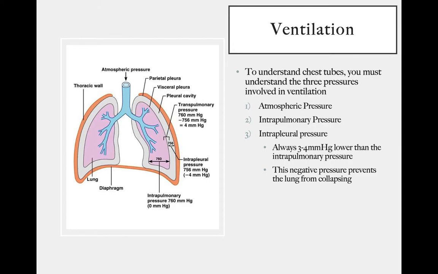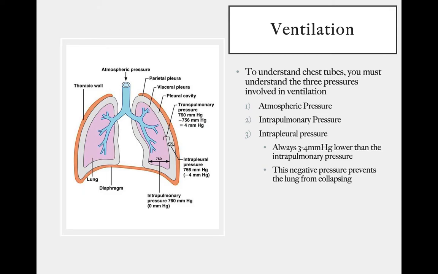To understand chest tubes, you need to understand the three pressures involved in ventilation. So there's the atmospheric pressure, which is the pressure of the air that you breathe, the intrapulmonary pressure, which is the pressure inside of the lung, and then the intrapleural pressure, which is the pressure in the pleural cavity that's surrounding the lung. This intrapleural pressure is always about 3 to 4 millimeters of mercury lower than the intrapulmonary pressure, so that pressure inside of your lung, and this negative pressure prevents the lung from collapsing.